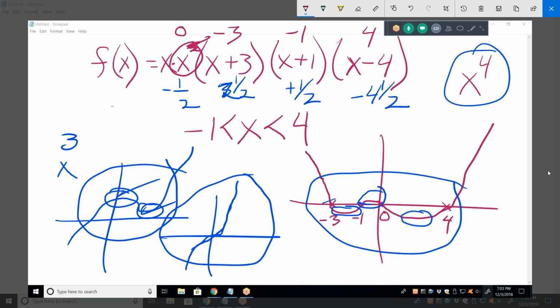And when you have multiplicity 2, it does not cross the x-axis. It touches it and goes back the other way. In the same way that if I was graphing x squared, it touches at the 0 and bounces off. It does not go through. Because there are 2 zeros. They both are at 0.